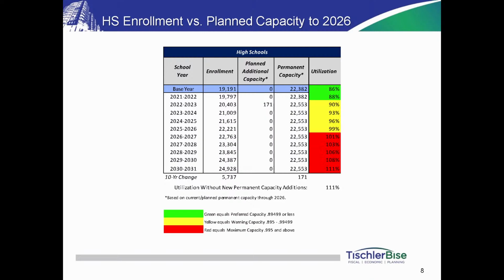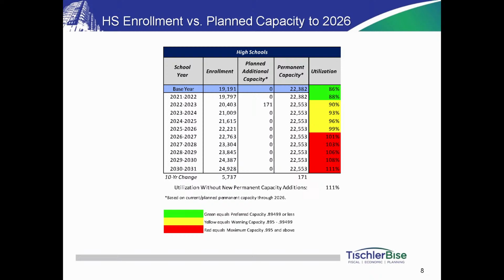This slide shows the same sort of analysis, but at the high school level. Again, we look at your current enrollment versus permanent capacity. We're at 86% today. You may remember from 2 slides ago, we only have that high school reconfiguration. It's not a brand new high school. It's not a large classroom addition. It's only adding 171 additional permanent capacity stations.